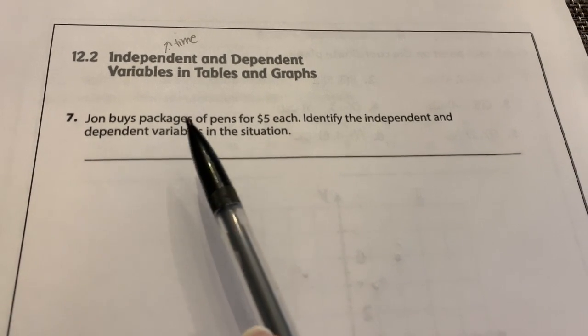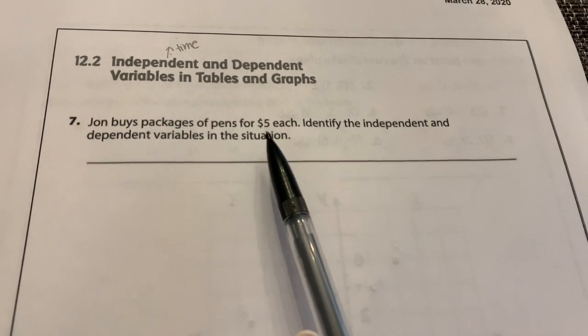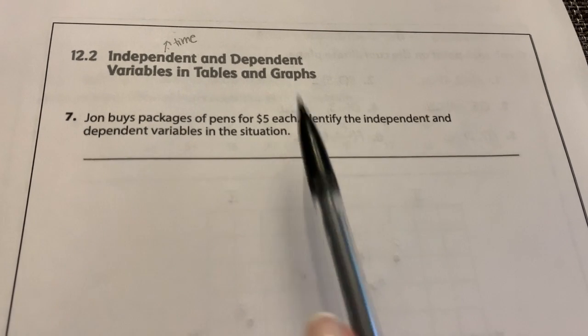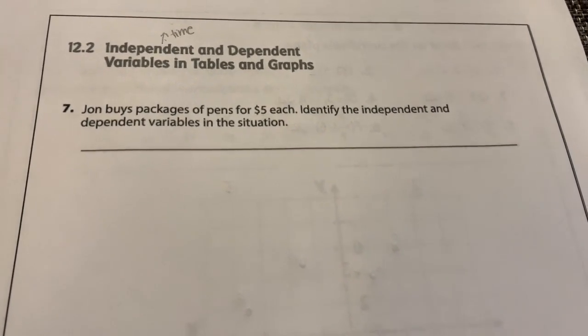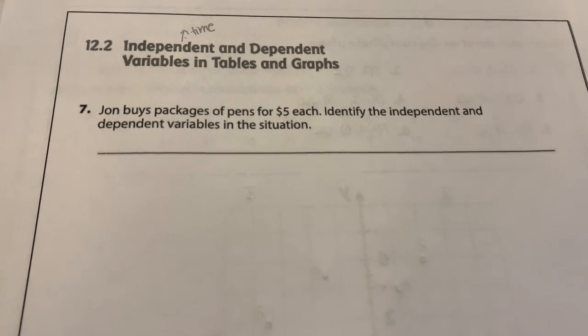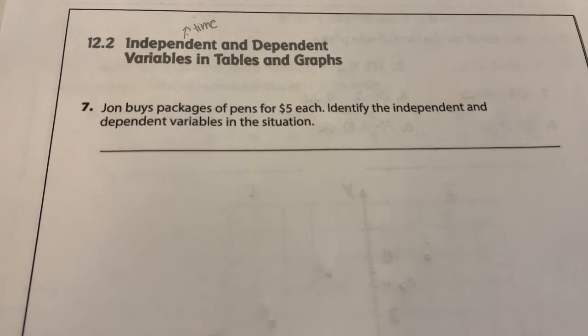John buys packages of pens for $5 each. What's going to be the independent variable and what's going to be the dependent variable? Okay, so pause, give it a shot, and then you can come back and see your answers.